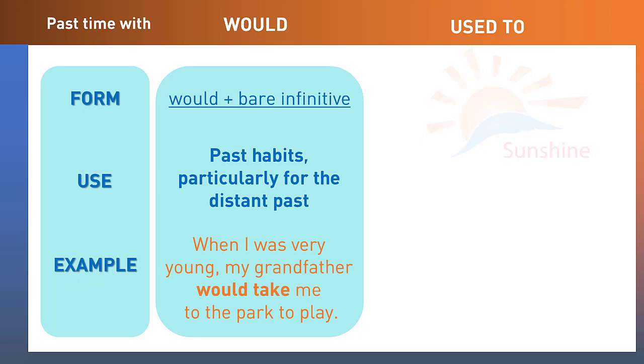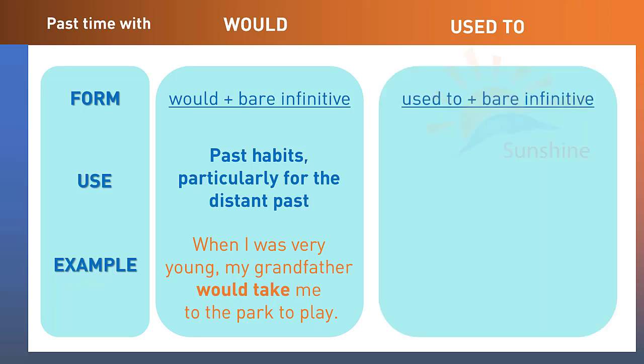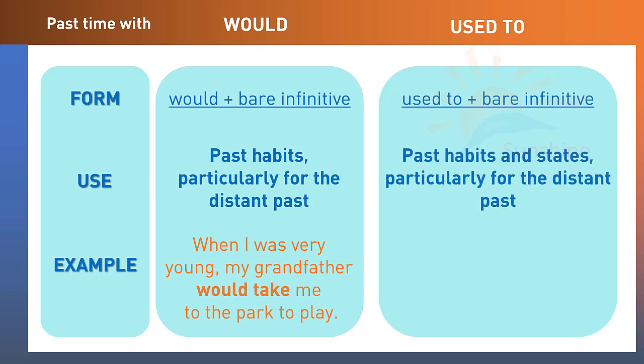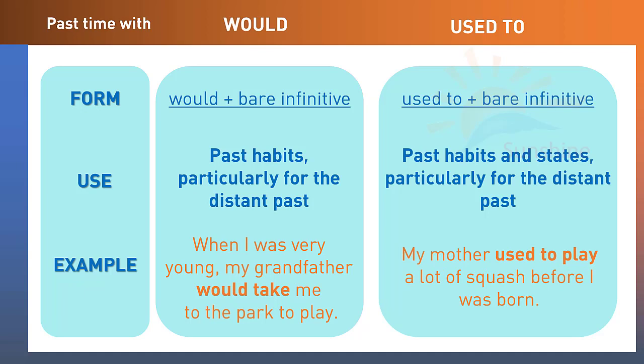Now let's look at used to. To form this, we use used to and then the bare infinitive. And we use this to talk about past habits and states, particularly for the distant past. For example, my mother used to play a lot of squash before I was born.